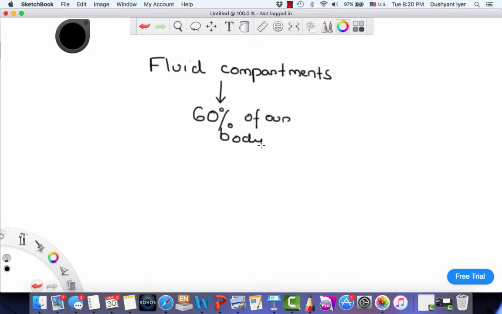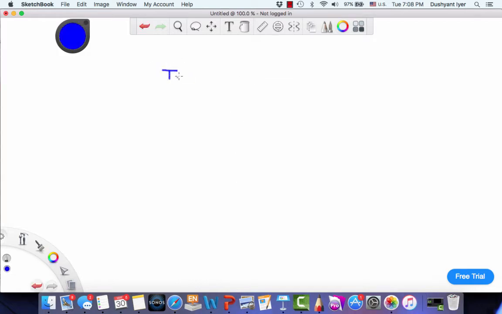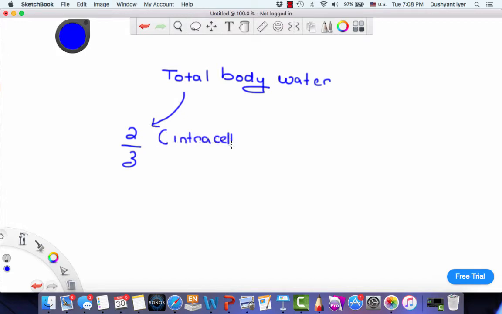Now, before starting to talk about any electrolyte abnormality, it's absolutely fundamental to understand where fluid sits in our body and exactly where we're measuring these electrolyte concentrations. So 60% of our body is actually made of water, and we can divide this 60% into functional compartments. 2/3 of our total body water sits inside our cells. That's the intracellular compartment. And the remaining 1/3 sits outside the cells in the extracellular compartment.